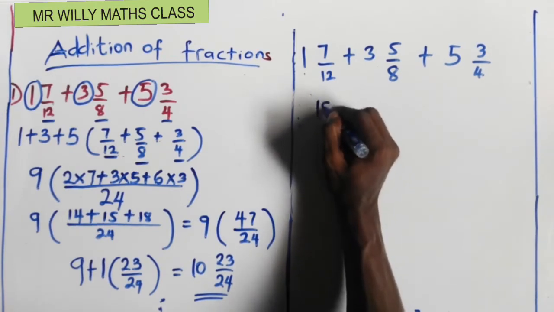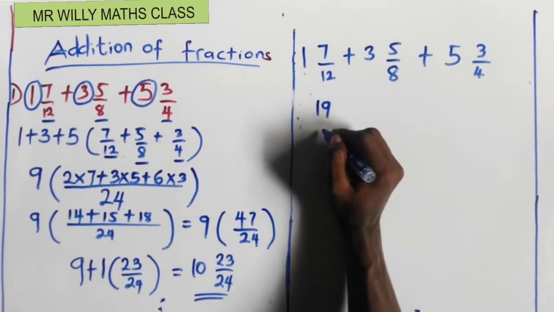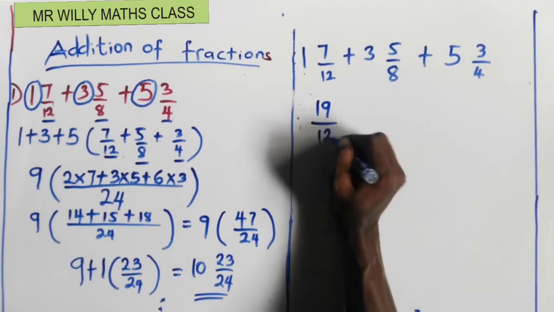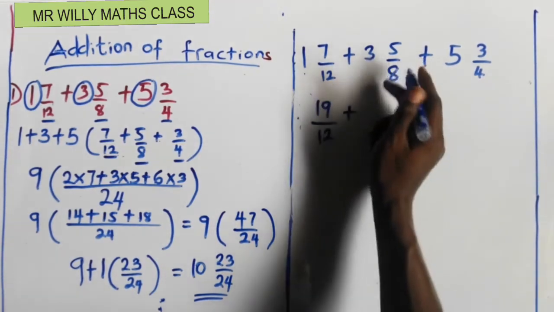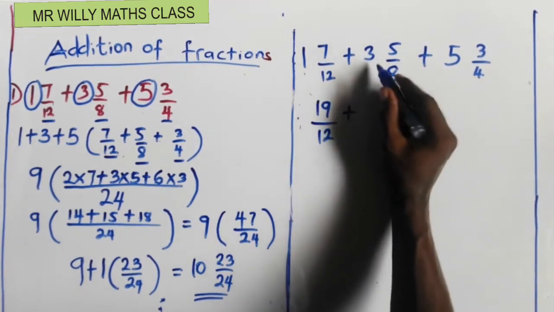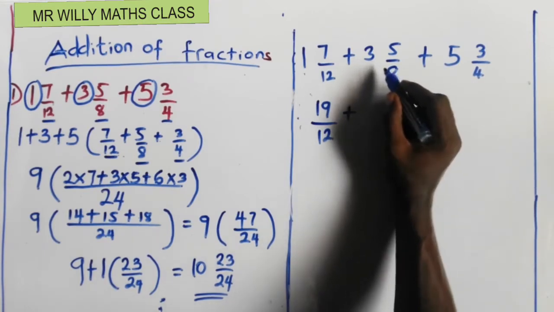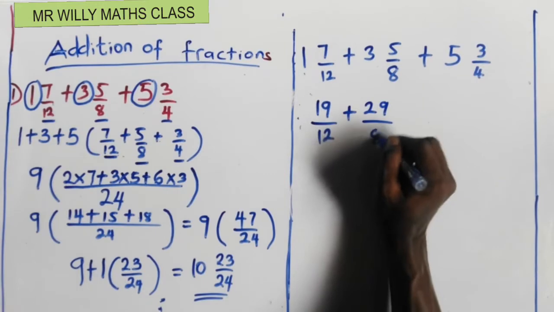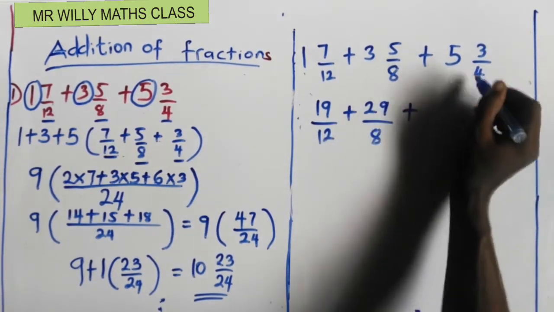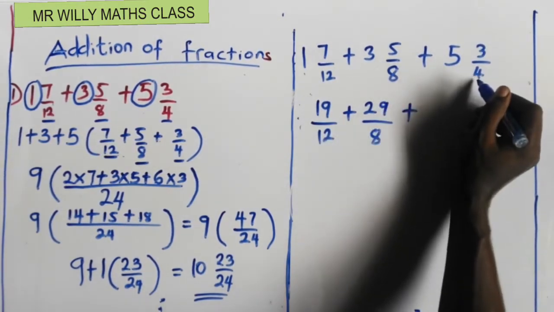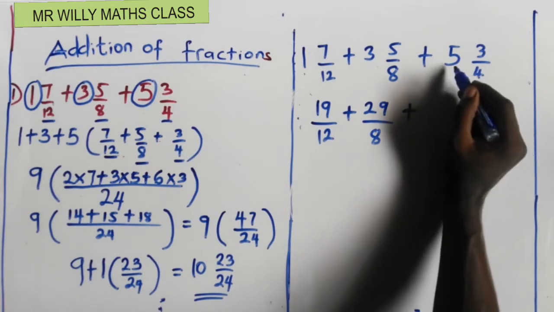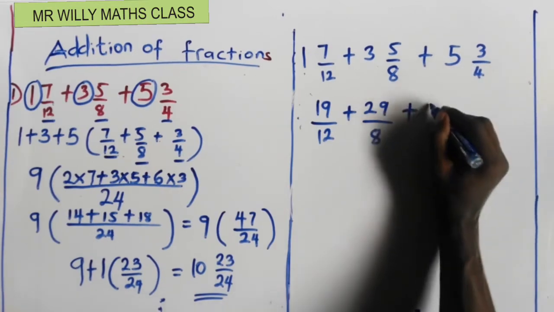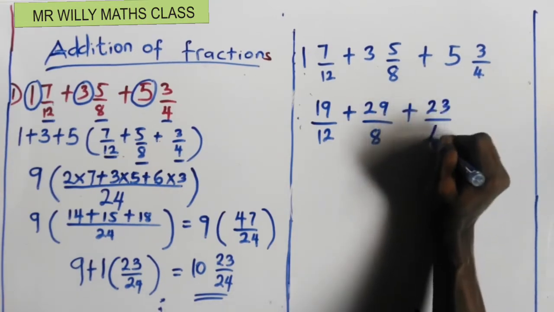So this will be 19 over 12. Plus, you use the denominator now: 8 times 3. 8 times 3 is what? 24. 24 plus 5, that will be 29 over 8. Plus 4 times 5. The denominator for this fraction is 4, so you multiply the whole number, which is 5. 4 times 5 is what? 20 plus 3. That will be 23 over 4.